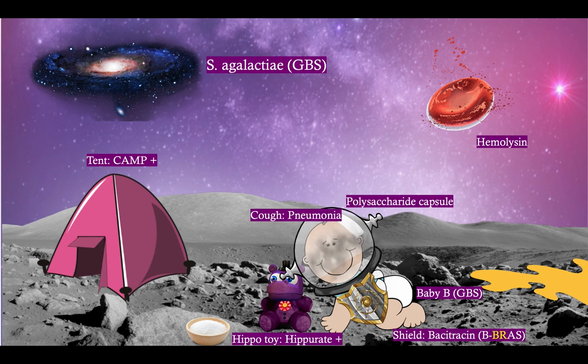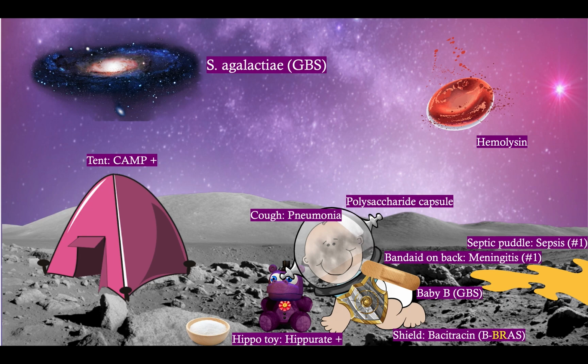He's gotten a little sick from his time on the moon, from crawling around for the last several hours. And his first symptom is that he's got a cough. Notice how it's steaming up his capsule helmet. So a cough is a symptom of pneumonia, and group B strep causes pneumonia in neonates. He's crawling away from this septic yellow puddle, and that's because the number one cause of neonatal sepsis is group B strep. Neonatal sepsis, number one cause.